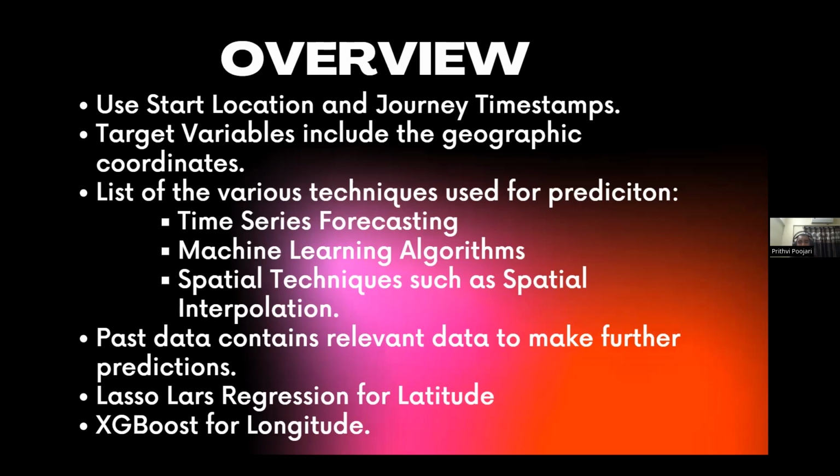Now, there are multiple techniques which can be used for the prediction. First, we have time series forecasting. This includes our lasso large regression and our XGBoost regression model. It also includes an ARIMA model. There are multiple models over here. Then we have machine learning algorithms and spatial techniques such as spatial interpolation. The past data contains enough relevant data to make further predictions. Just like I mentioned initially while starting off with the slide, lasso large regression is used for latitude, and XGBoost is used for longitude.